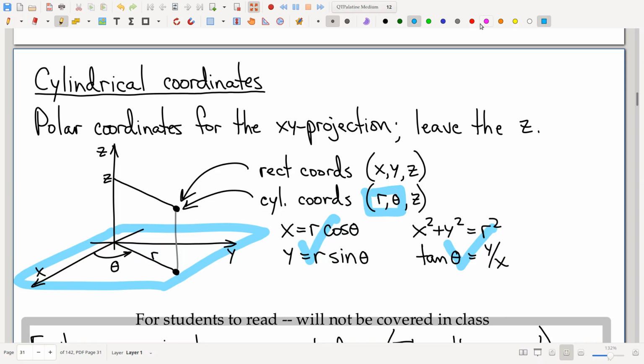And then we just have to recognize that, okay, well, yeah, but we're in 3 dimensions now, and so I just have to say, well, how far do I go up? What is this corresponding value of z? And it's literally the same z from rectangular coordinates. So cylindrical coordinates, very commonly called polar coordinates in 3 dimensions, or polar coordinates in space. Sure, it's pretty much the same thing. Everybody buying it? Everybody okay?